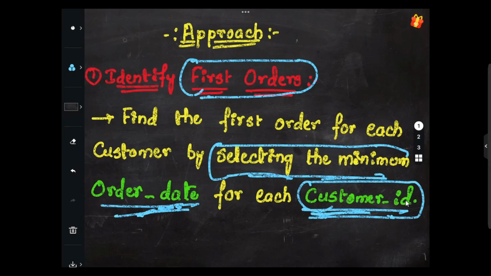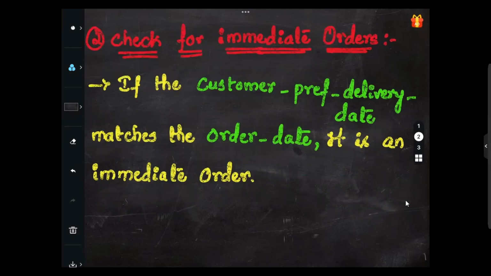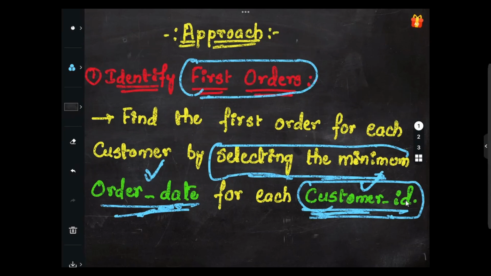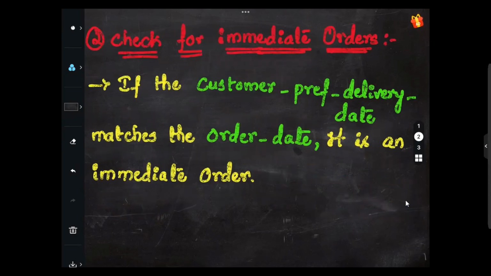This is important. You have to go with order date. We have to select the minimum order date for each customer id, based on the customer id, right? I hope the first one is completely clear. In short, we have to identify the first orders. So let's move on with the second step here.